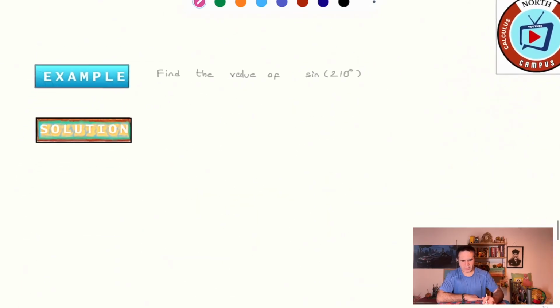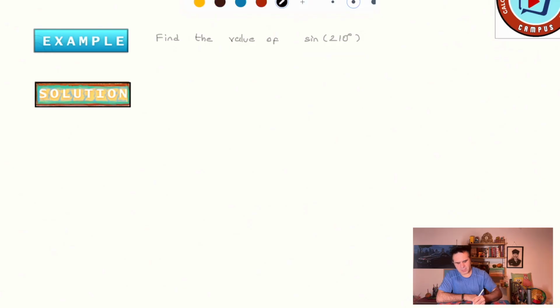Next question, find the value of sine 210 degrees. To solve such questions, you need to know some special triangles. For that question, we need to know this one. We have 30 degrees here and 60 degrees here. That's A, B, and C.